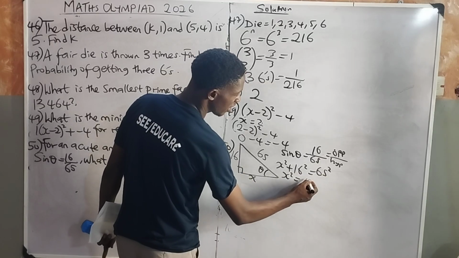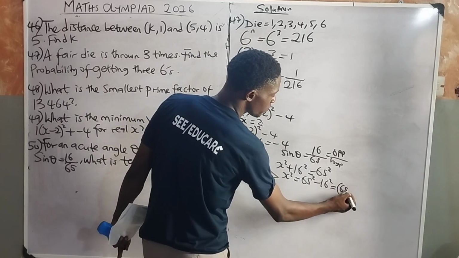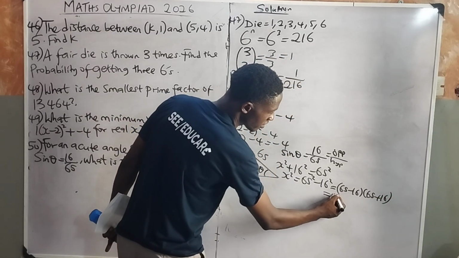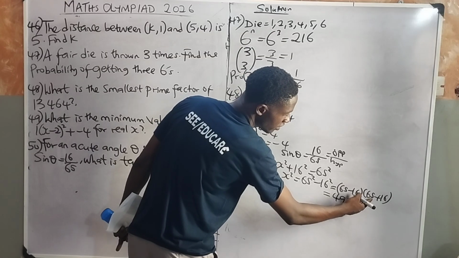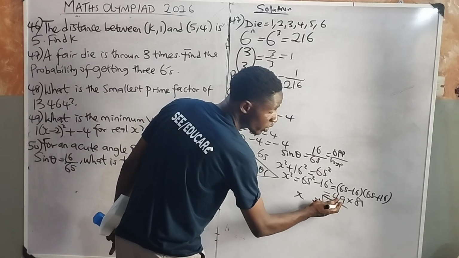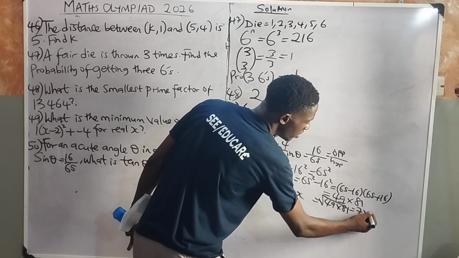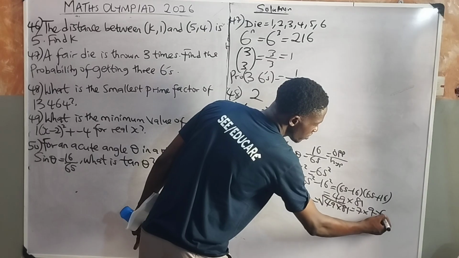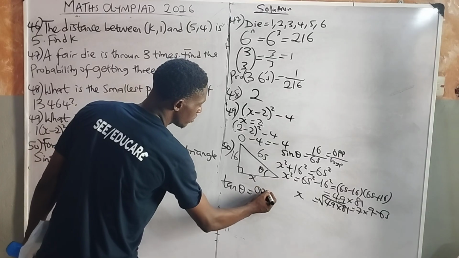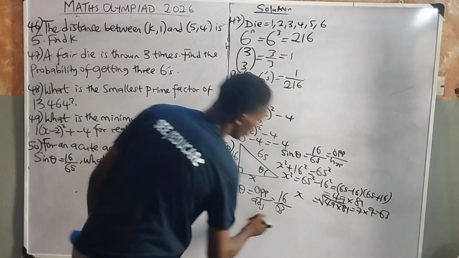X square, let's collect like terms, 65 square minus 16 square. This is difference between two squares, which is like (65 minus 16)(65 plus 16). So what is 65 minus 16? 49 times 65 plus 16 is 81. So taking the square root, x, taking the square root of this. What is the square root of, this is 49 times 81. Square root of 49 is 7. Square root of 81 is 9, which will give us 63. So therefore, our tan theta, tan is opposite over adjacent. And your opposite is 16, while your adjacent is 63. And that is all.